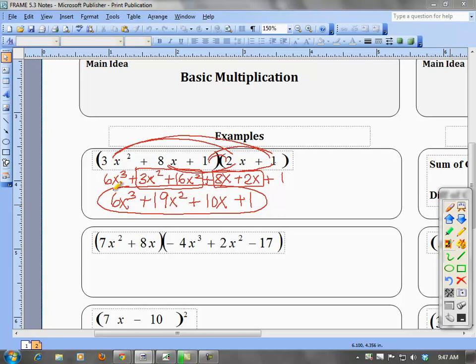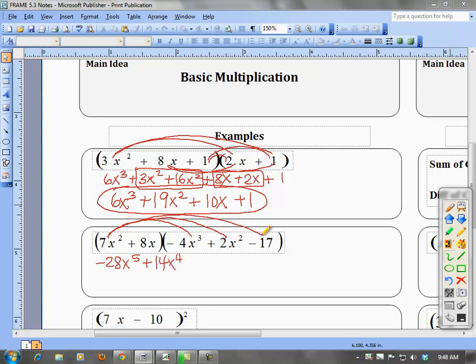Okay, take a look. Here we go, the next one. 7x squared times negative 4x cubed. Well, 7 times negative 4 is negative 28. I had 2 x's, I'm getting 3 more x's, so I have x to the 5th. 7x squared times 2x squared is 14, and I had an x squared and an x squared is x to the 4th.